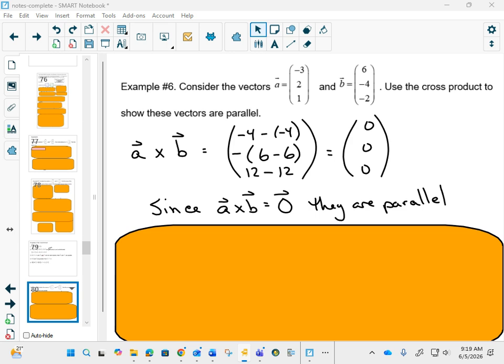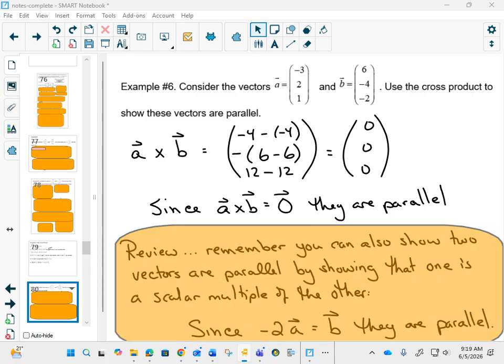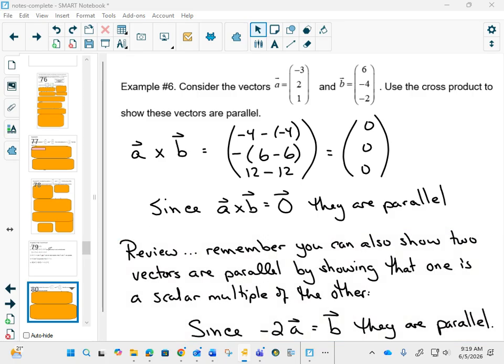So with our cross product, it would equal a zero vector, so they're parallel. And here's this reminder: we could just use the scalar multiple. I still think that's the easier way of seeing two things are parallel. But maybe you were doing the cross product for something else and all those zeros appeared and you're like, oh, I guess it's parallel.